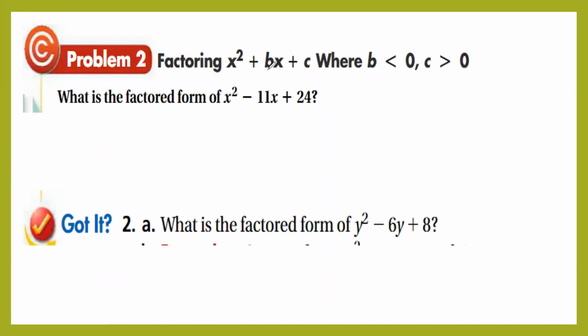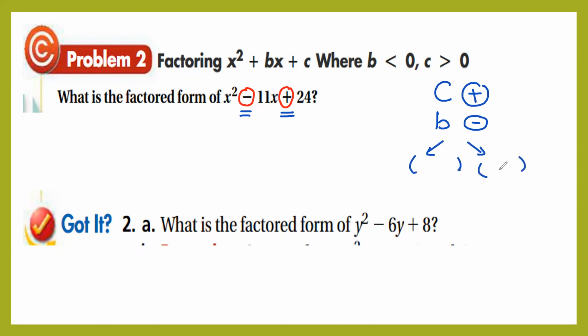Here I'm working with another part, where C is positive. You have to look for the C. C is positive. Take care, B is negative. So first of all, I have to look: C is positive, B is negative. So if C is positive and B is negative, both parentheses take the negative sign, the B sign.